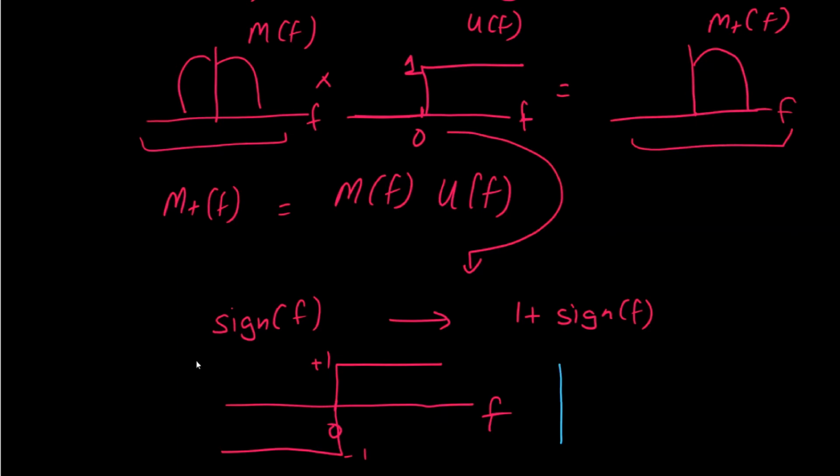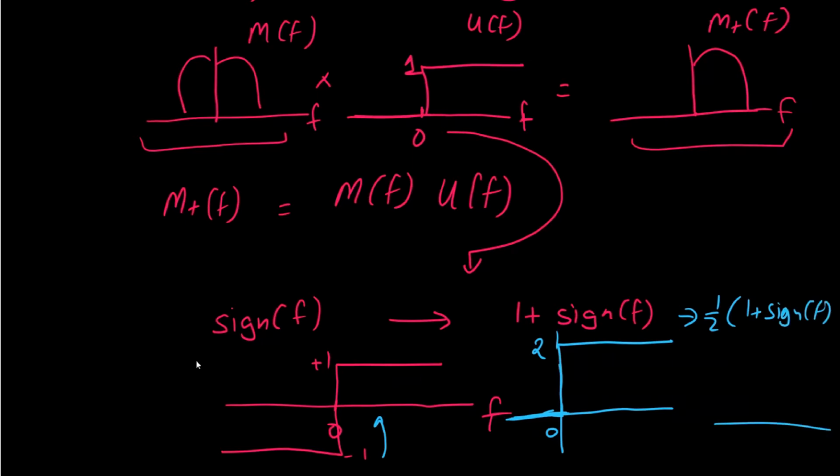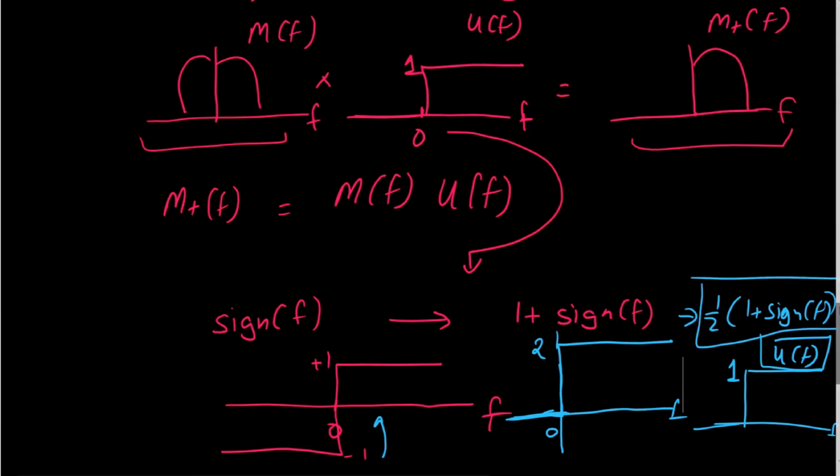In this case, the negative value would go up. So we would now have a value which is simply 0, and then we have a value which is 2. This is 1 plus sine of f. But if we multiply this by 1 by 2, in that case we would have u of f. So basically, we're trying to write u of f in terms of a sine function. This is for simplification.